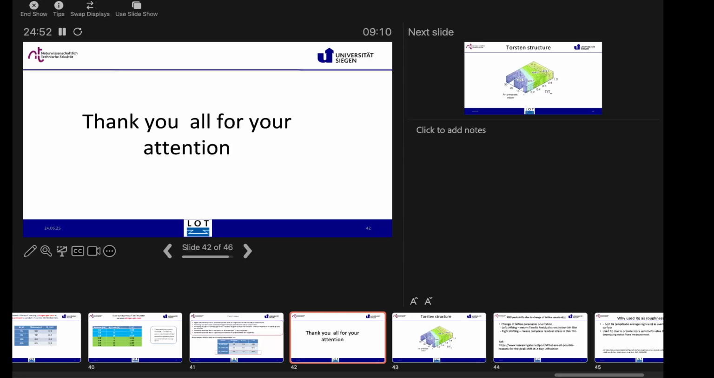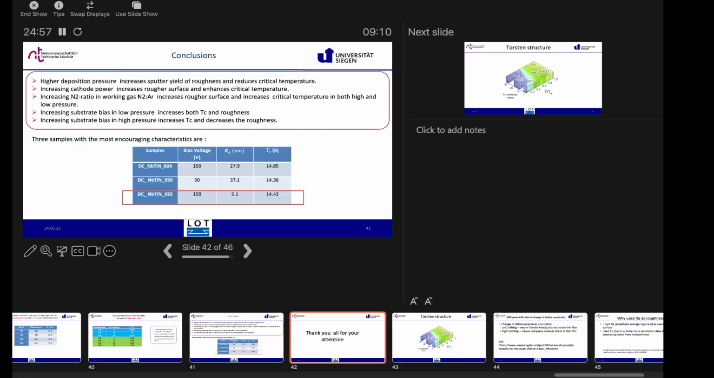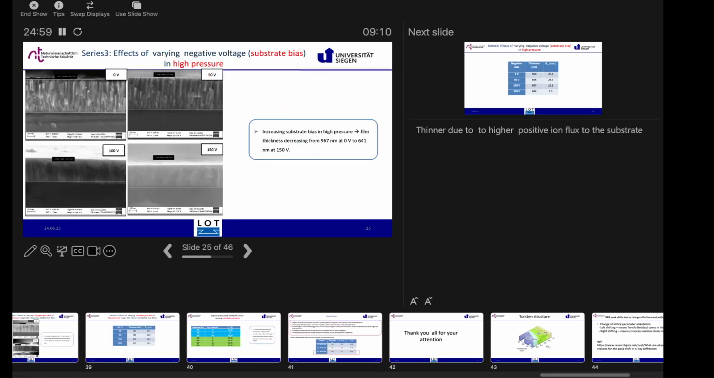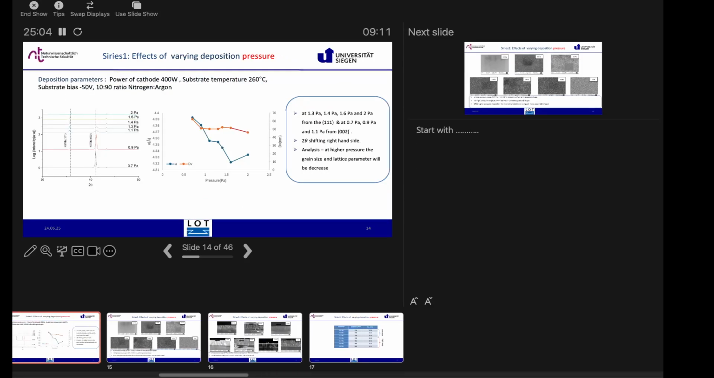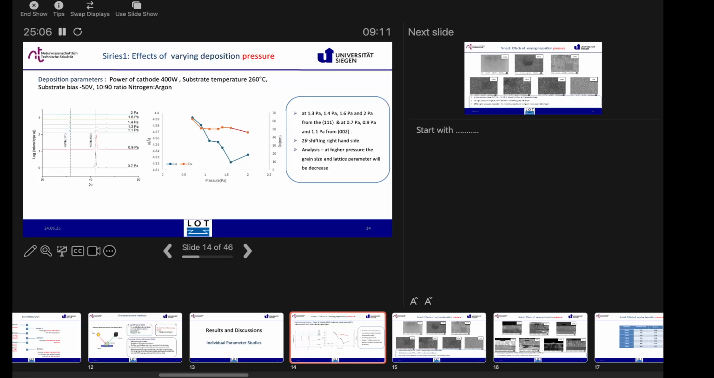Could you please go to series 1, deposition pressure experiments? The first one, the XRD graph. Why do you have less intensity of that niobium titanium nitride with the 200 orientation for 1.1, 1.3, 1.4? Did you really get very low intensity of that? Did you not equalize the y-axis properly?